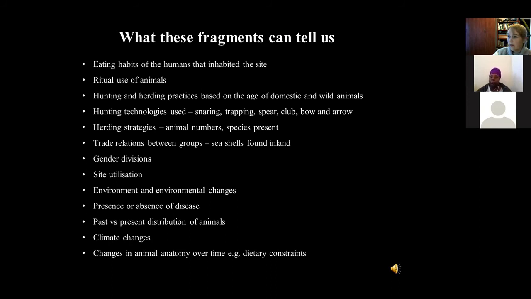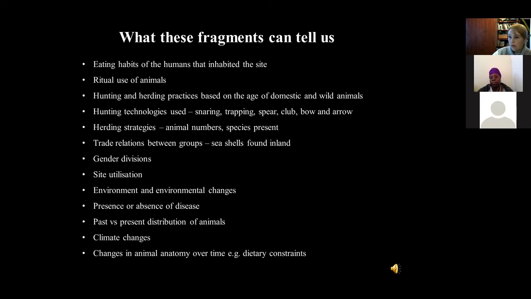Now, what do we do with these fragments? What can they tell us? What fragments cannot tell us is a much shorter list than what they can tell us. Take your time, read through these and see. And do not think that we can only find this out from identifiable bones to species level. We do not only work with IDs, we work with non-IDs. Things that you think are just fragments tell us a very big part of the story.